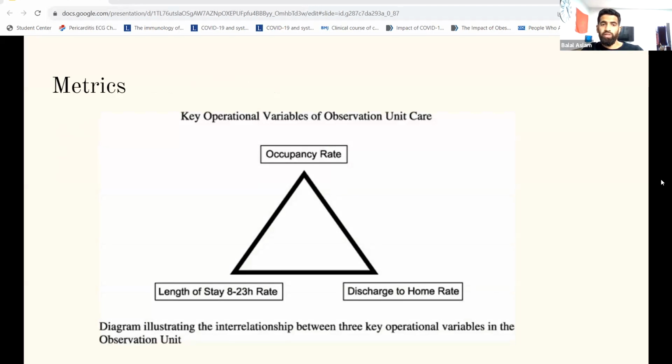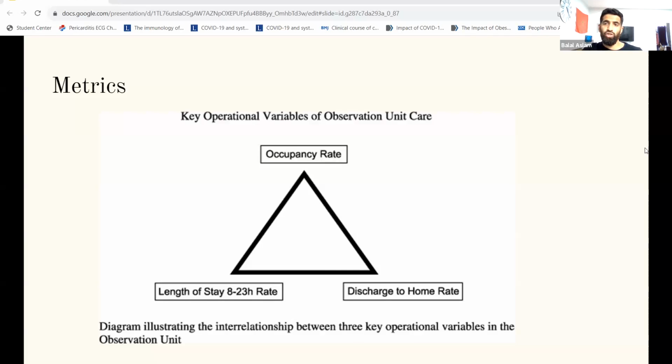When you have an observation unit or when you're in charge of running one, it's very important to look out for a lot of key observational variables. Some of the main ones being occupancy rate, the length of stay rate, and the amount of patients you are discharging to home versus the amount of patients you are admitting. It's important to be on top of these numbers to make the unit more efficient because a more efficient unit will be more profitable and can help finance free care for patients who can't afford it. And it can help remove more volume from the emergency department, making it less congested.